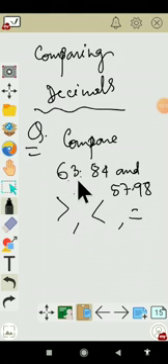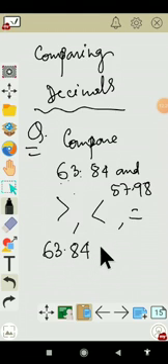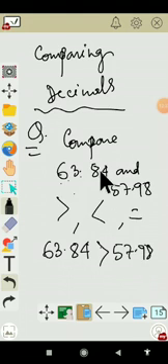First we compare the whole number part, and we can see here 6 is bigger than 5, so we will write 63.84 is greater than 57.98. This is 63, this is 57. 63 is greater than 57.